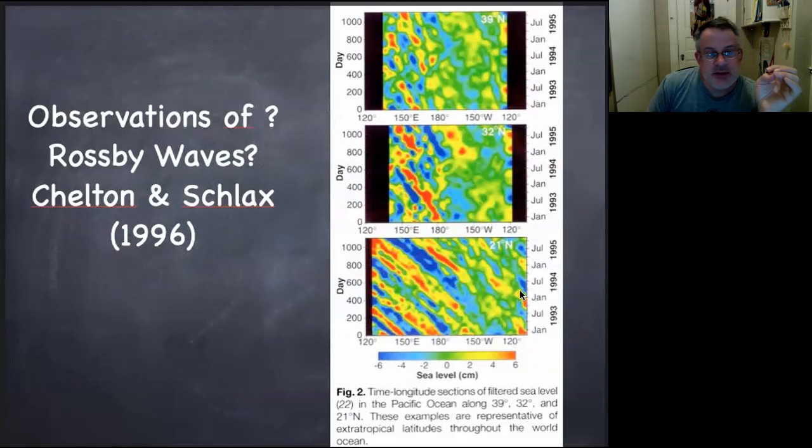Have Rossby waves ever been observed? Yes, they actually have, or well, something very close to them has. In this groundbreaking paper in 1996, they noticed these sea surface height anomalies that were propagating along, and they were all propagating westward. And they said, great, we have for the first time observed Rossby waves.